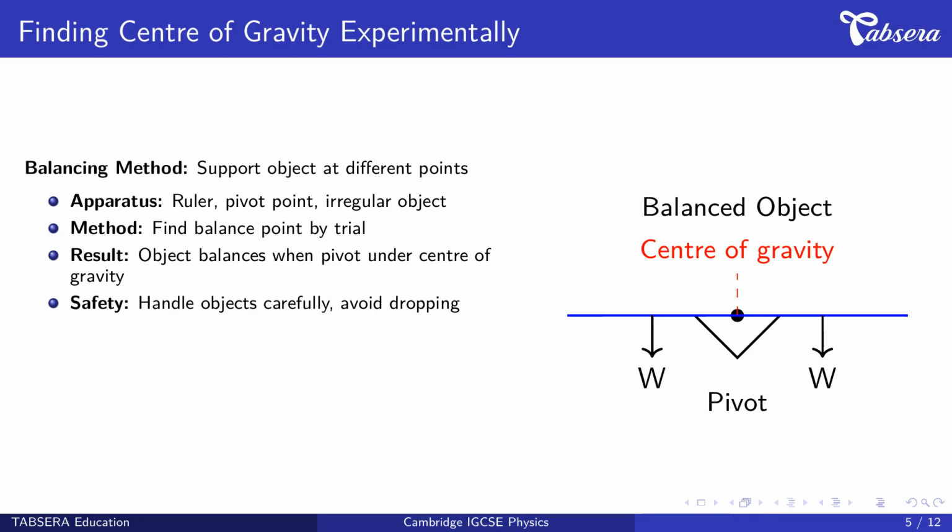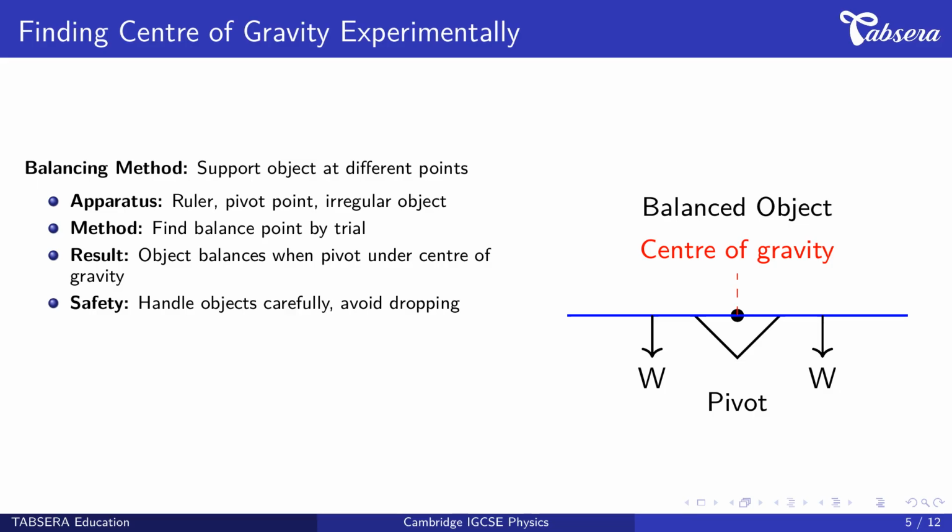Now we examine the experimental method for finding centre of gravity. This follows Cambridge IGCSE practical standards. The balancing method involves supporting an object at different points until it balances. The apparatus needed includes a ruler or irregular object to test, a pivot point such as a pencil or finger, and a stable surface for safety. The method consists of these steps.